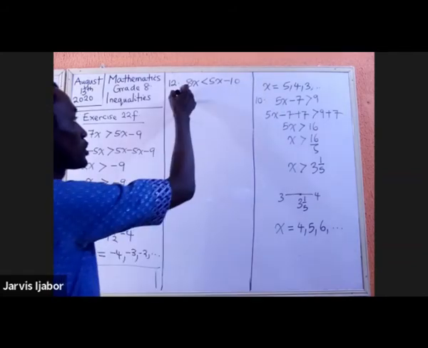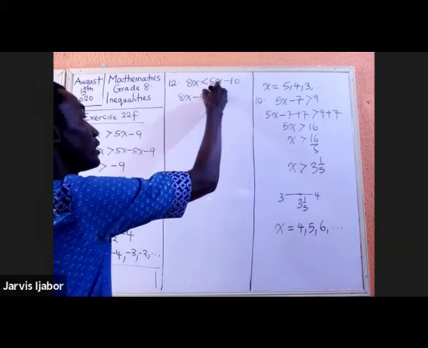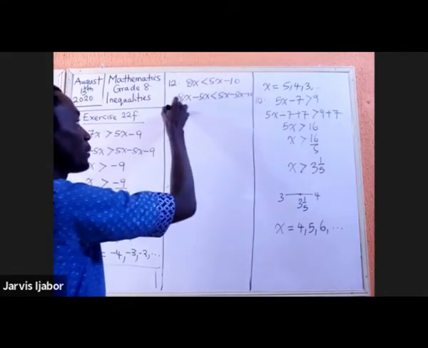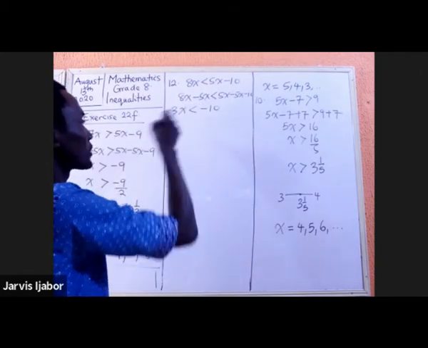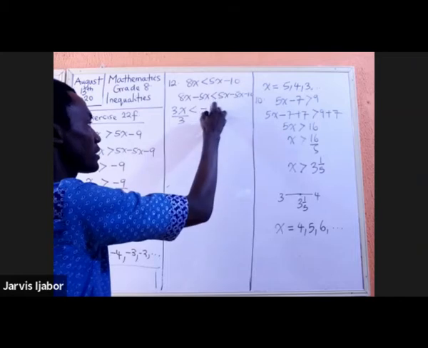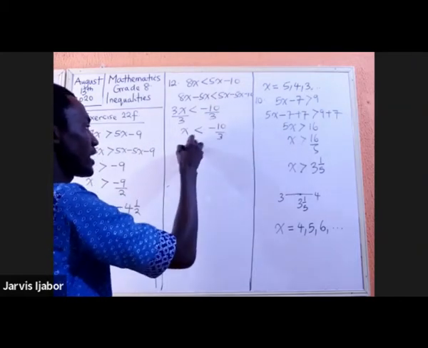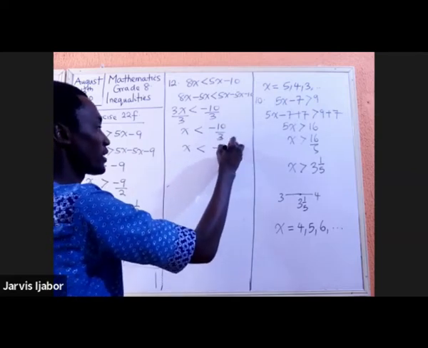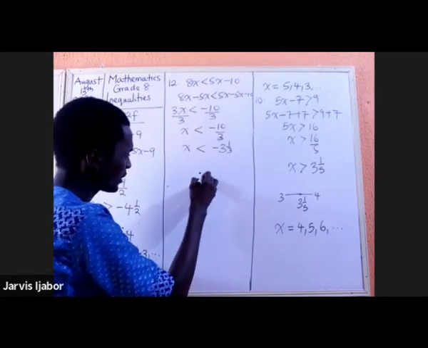So this will be 8x minus 5x less than 5x minus 5x minus 10. And that will be 3x less than negative 10. You divide both sides by 3, and x will be less than negative 10 over 3, which means that x is less than negative 3 and 1 over 3. So I'll come down, I'll put my dots. This is negative 3, 1 over 3.